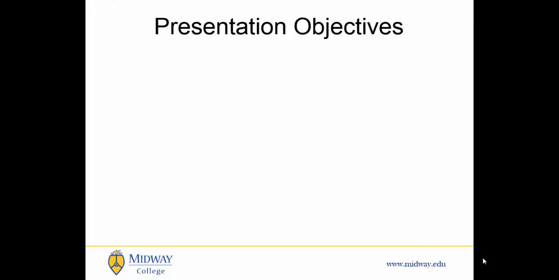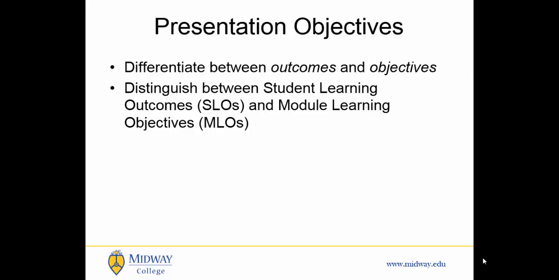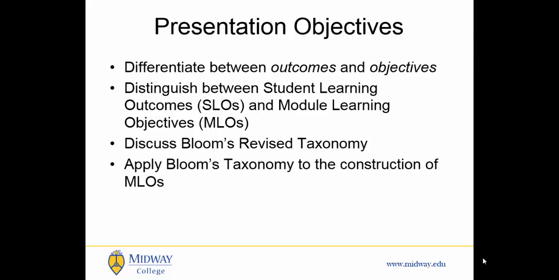If we want the students to know which way to go, then we must use quality objectives, as they are a key contributor to course design and subsequently student learning. The purpose of this presentation is to discuss the differences between outcomes and objectives and how this applies to your course student learning outcomes and module level objectives. Then we will review Bloom's revised taxonomy and apply the framework to the construction of module level objectives.